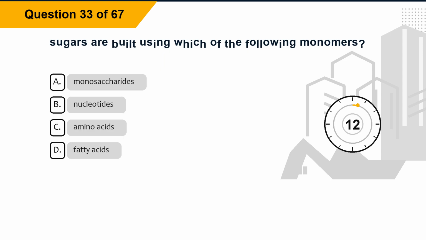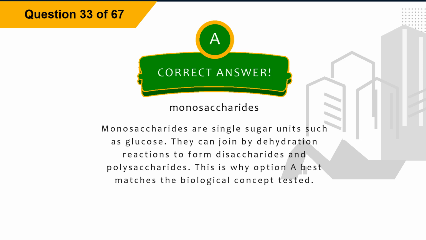Question 33. Sugars are built using which of the following monomers? Option A, monosaccharides. Option B, nucleotides. Option C, amino acids. Option D, fatty acids. The correct answer is option A, monosaccharides. Explanation. Monosaccharides are single sugar units such as glucose. They can join by dehydration reactions to form disaccharides and polysaccharides. This is why option A best matches the biological concept tested.